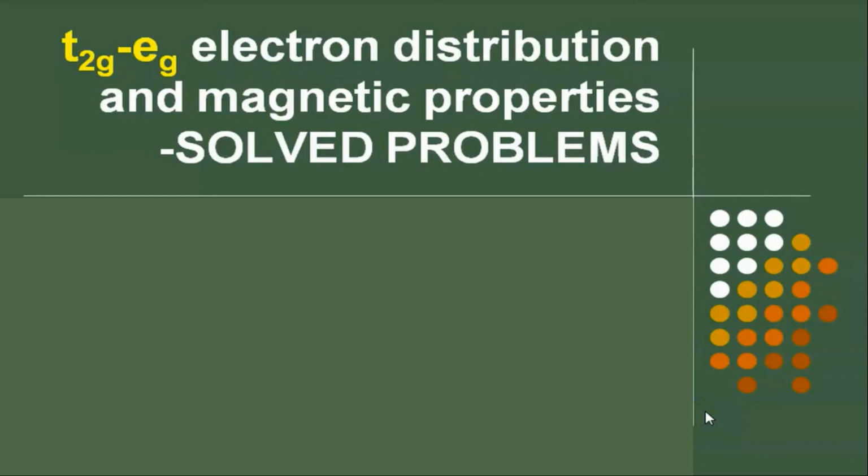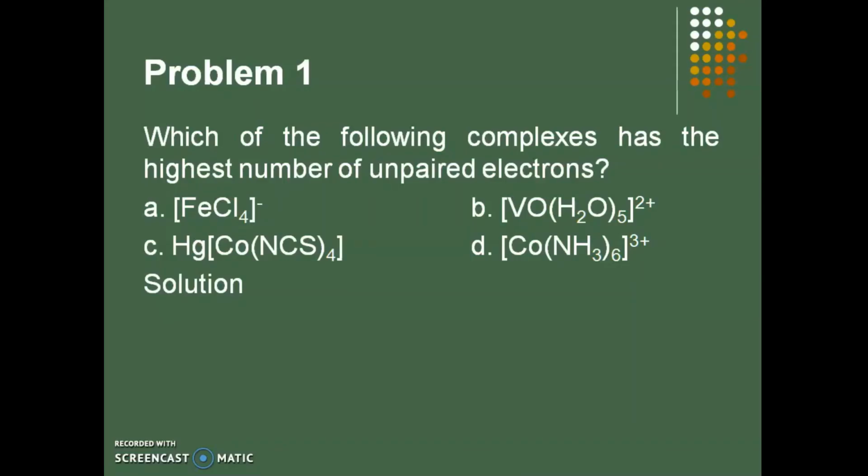Let us do some problems regarding the magnetic properties here. The first one is, which of the following complexes has the highest number of unpaired electrons? So first of all, we have to remember what is given in the question. The question is the number of unpaired electrons we have to calculate, and which has the more number of unpaired electrons. So now observe what complexes are given. There are two tetrahedral complexes and two octahedral complexes given. So now we have to work out the T2 E electron distribution here, and the T2G EG electron distribution here.